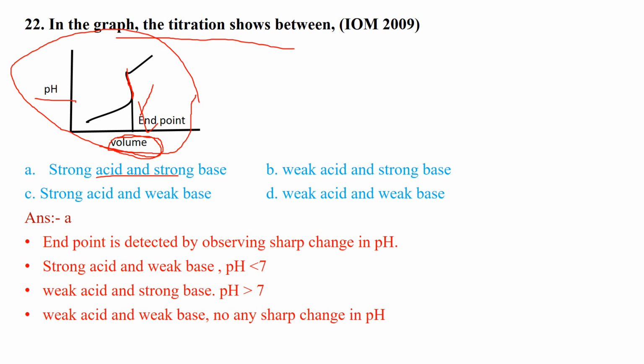However, for strong acid and weak base, the pH will be less than 7. In the case of weak acid and strong base, the pH will be greater than 7. We have to just notice the strong.